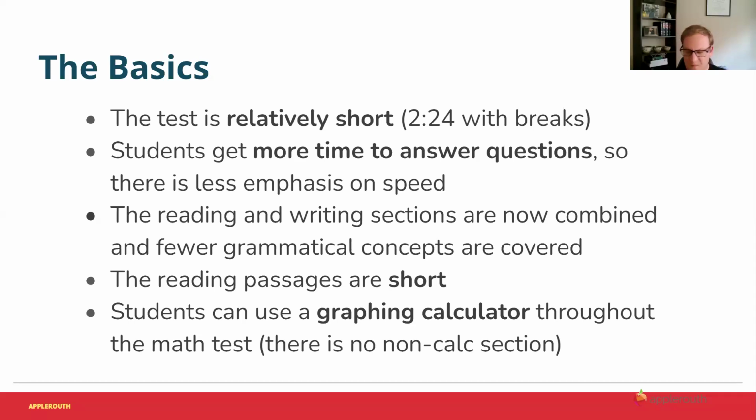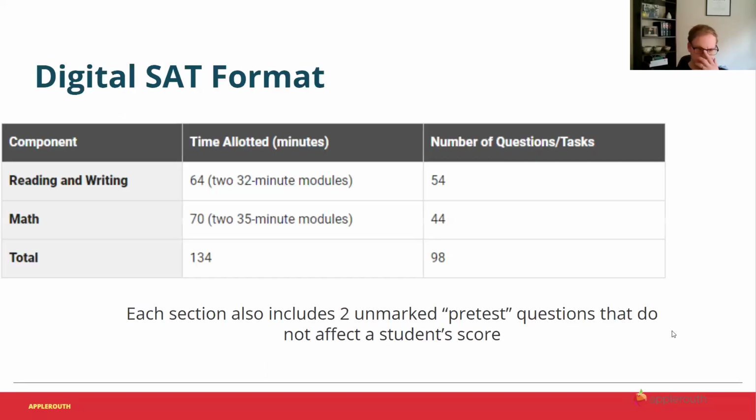These are all good changes. I think people have been happy with them. Of course, having a shorter test and more time per question, that's always going to be a good thing for students and test takers. So here's the format itself, and then we'll get into some question types and specific strategies we can use.